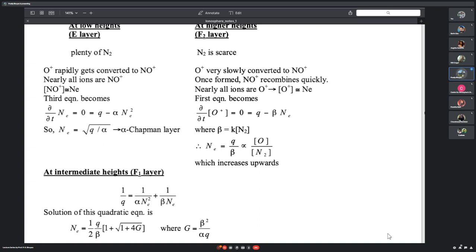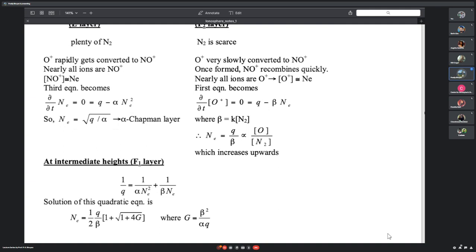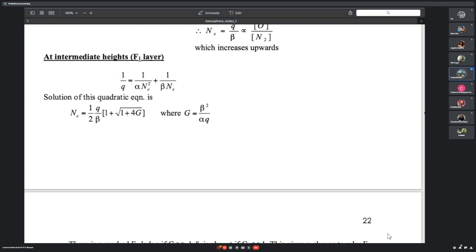Now, what happens in the intermediate layer? Intermediate layer means between E and F2, so in between we have F1. If we go back to your Chapman's equation, 1 by Q is equal to 1 by alpha Ne square plus 1 by beta Ne. In the intermediate layer, 1 by Q becomes equal to the reciprocal of alpha Ne square plus beta Ne. So this is a quadratic equation. You can solve this quadratic equation by yourself.